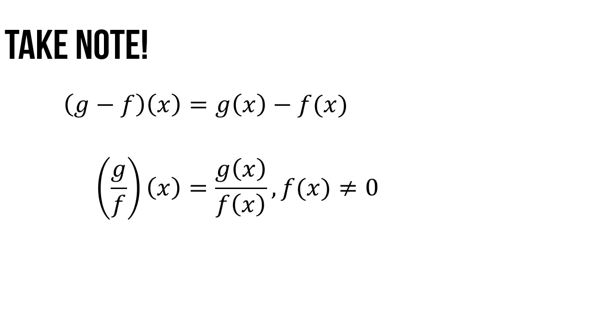So g over f of x is equal to g of x over f of x, where f of x is not equal to 0, the denominator, to avoid undefined result. And g of f of x is equal to g of f of x, where f of x is the domain of g. So it is different from f of g of x. So later on in our examples, you're gonna see why it is different.